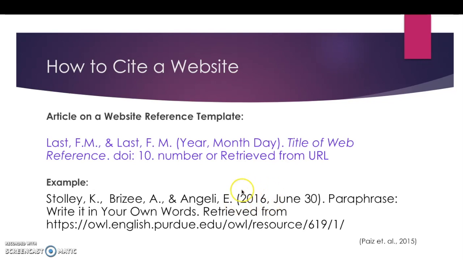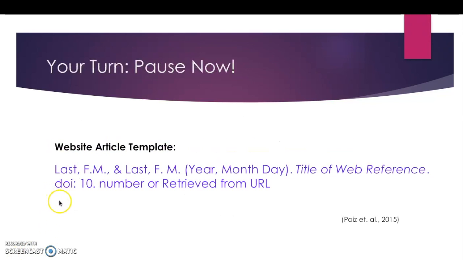For the date portion, the year goes first with a comma, followed by the month spelled out, and then the day, close parentheses. Next, you write the title, capitalizing key words. Then you write retrieved from and include the link, the full link. Now it's your turn. Please reference your handout and complete problem number 2. When you're finished, check back here and see if you're correct.